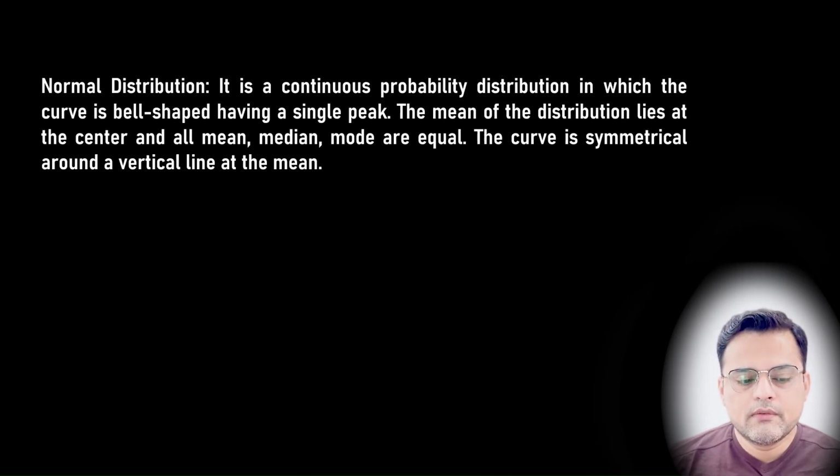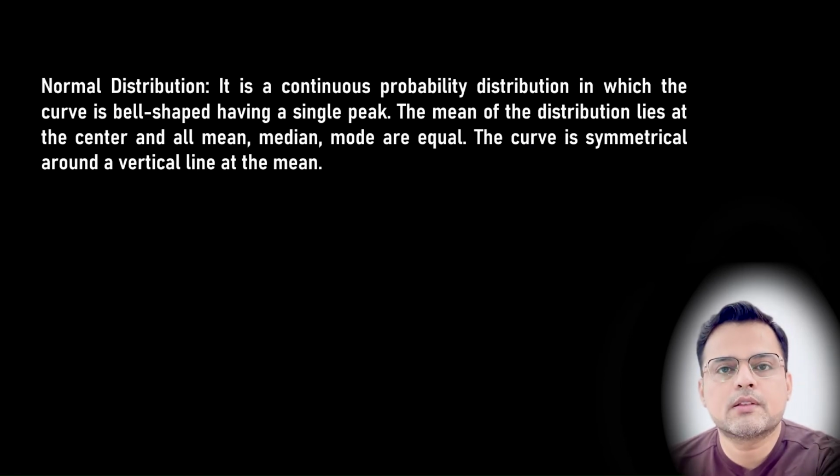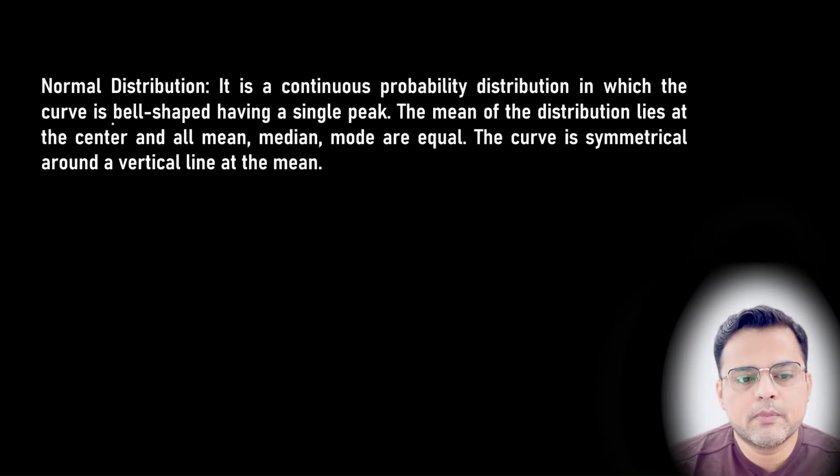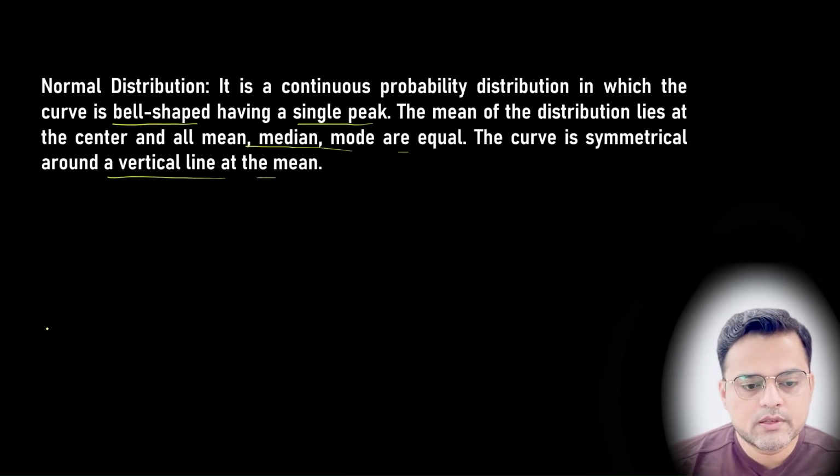Now next, we are going to talk about a very important distribution, which is the normal distribution. The normal distribution is a continuous probability distribution in which the curve is bell shaped and has a single peak. The mean of the distribution lies at the center, and the mean, median and mode are all equal. The curve is symmetrical around a vertical line at the mean. So this is your normal distribution.